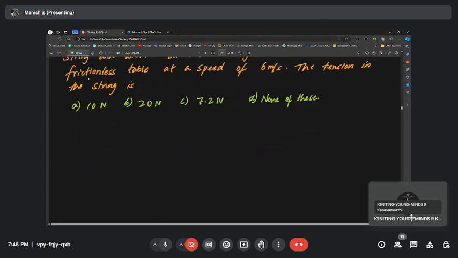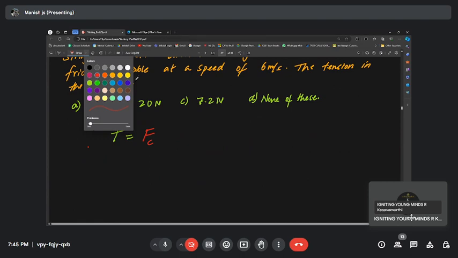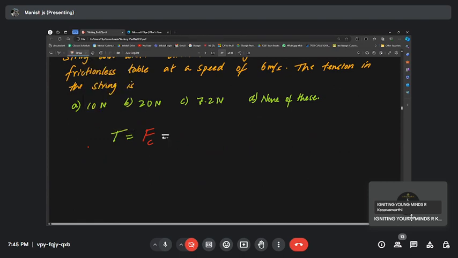mv square by r. Yes. Okay, so here option C is 7.2 Newton. Yes, that's correct. So here the tension is given by the centripetal force. So the tension is backed by the centripetal force of the corresponding object that is in circular motion. So that is what is holding it together.